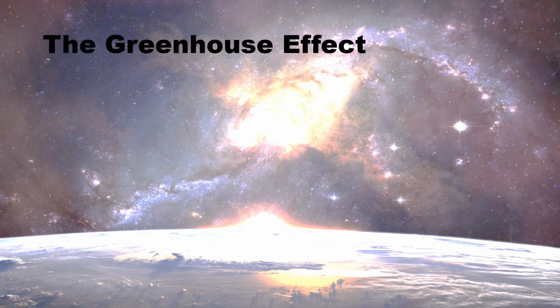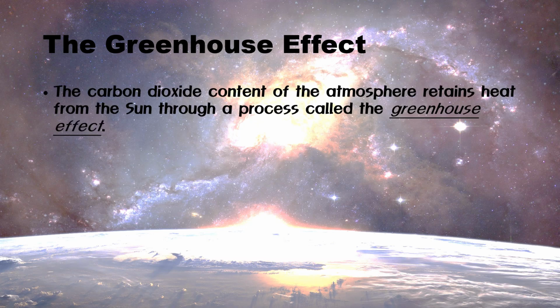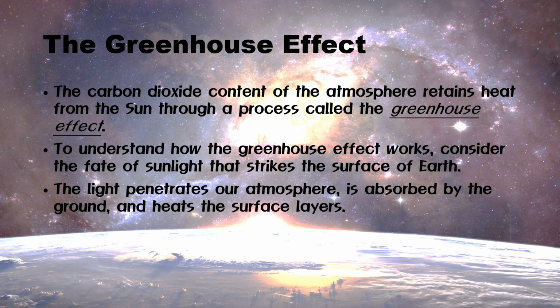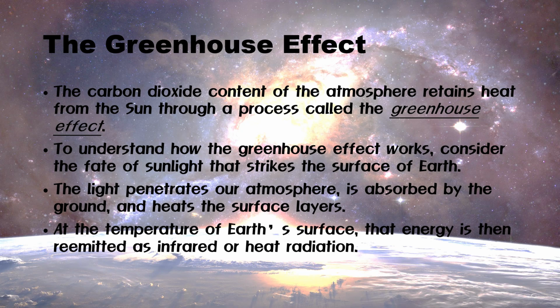It's important to keep this in mind with CO2, because CO2 is very much tied to the greenhouse effect. The carbon dioxide content of the atmosphere retains heat from the sun through a process referred to as the greenhouse effect. To understand how it works, consider the fate of sunlight that strikes the surface of the Earth. The light that penetrates the outer atmosphere is absorbed by the ground and heats the surface layers. As the temperature of the Earth's surface increases, the energy is then remitted as infrared or heat radiation.